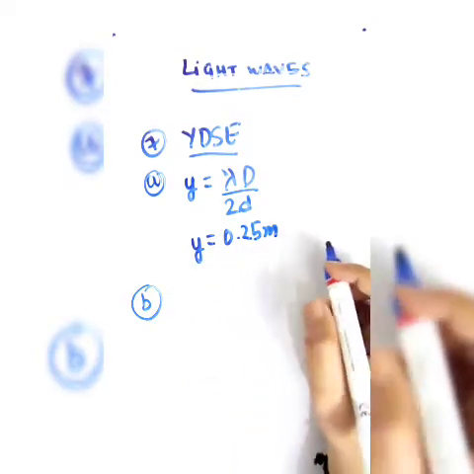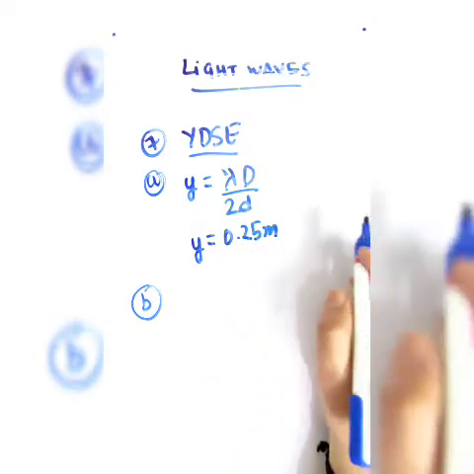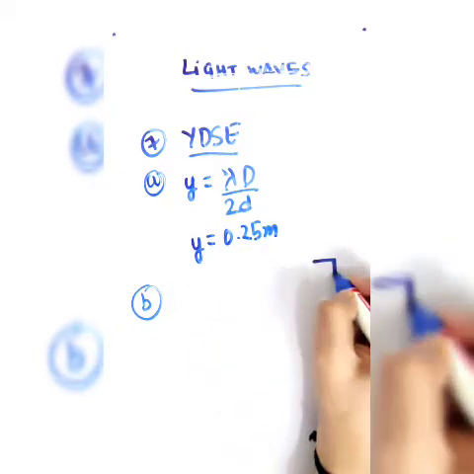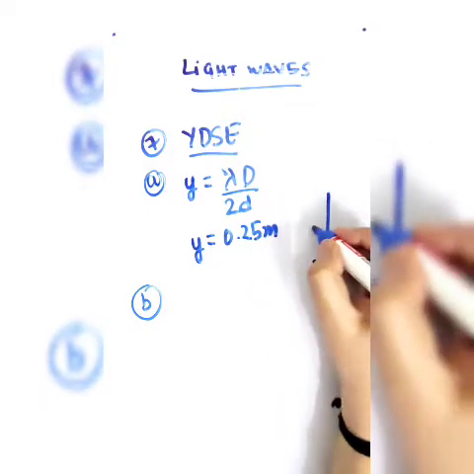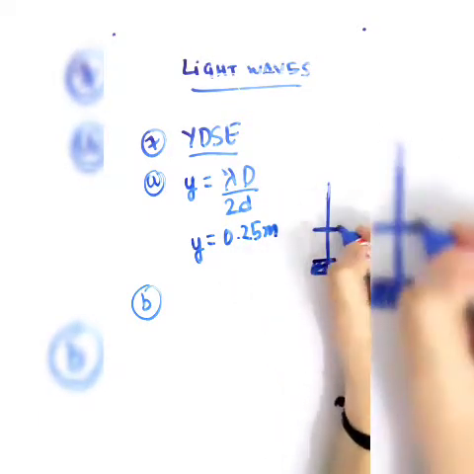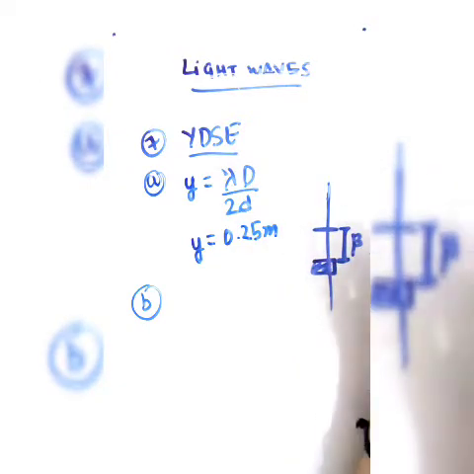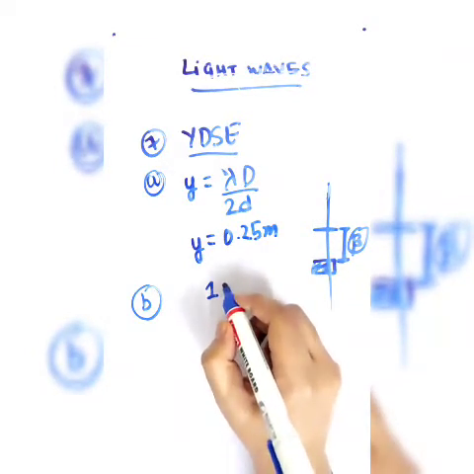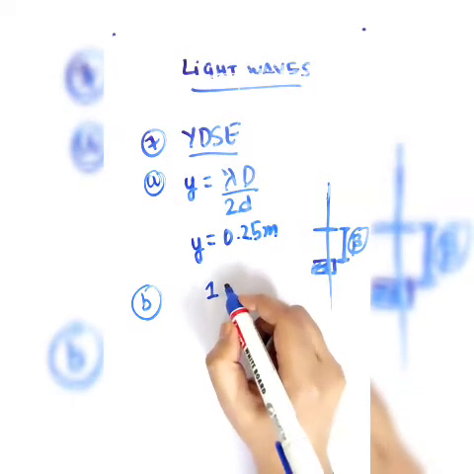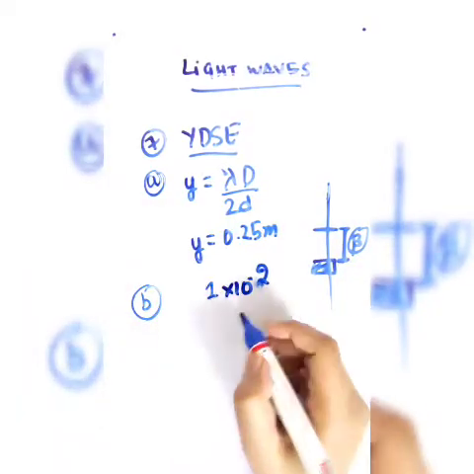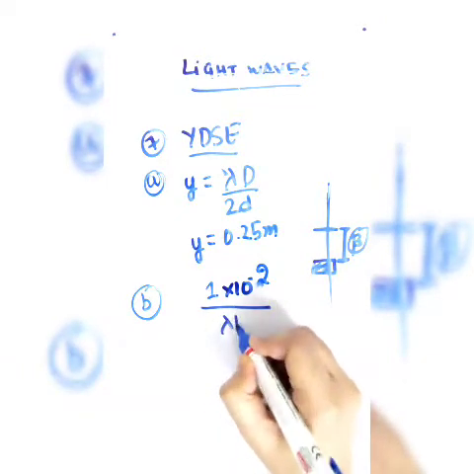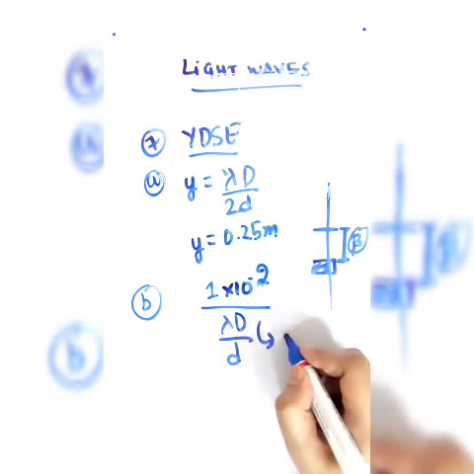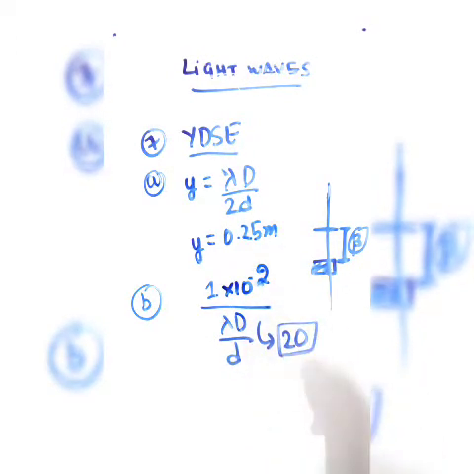In 1 centimeter, we just need to see how many fringes there would be. Let's say this is the central maxima in YDSE, and this is the first bright fringe. This distance is actually beta, the fringe width. So we divide 1 centimeter by beta, where beta is lambda D by d. On solving this expression, you will get the value as 20. So you will see 20 bright fringes.